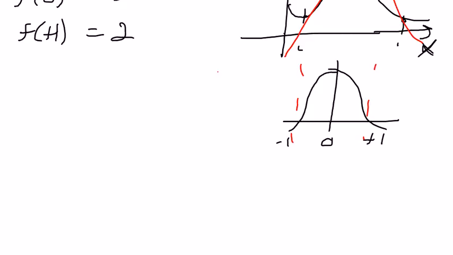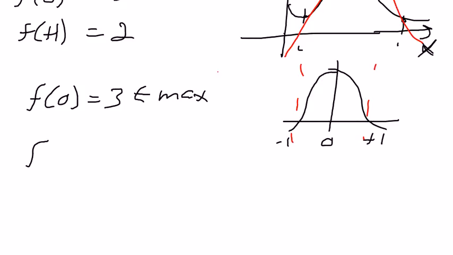So we would have to expect local mins within the interval and one local max. As stated, f of 0 equals 3 is the local max, and f of plus or minus 1 equals 2 is the min.